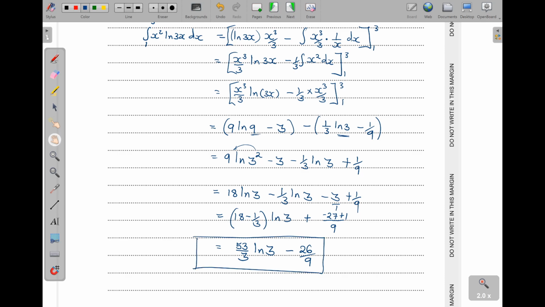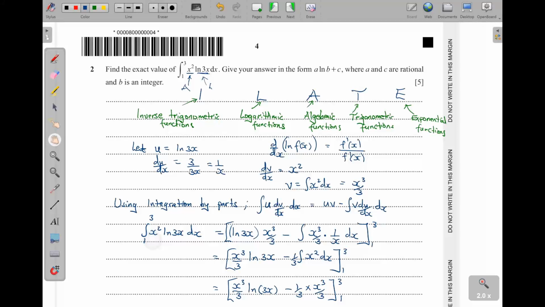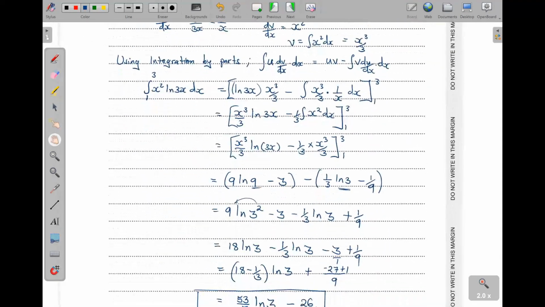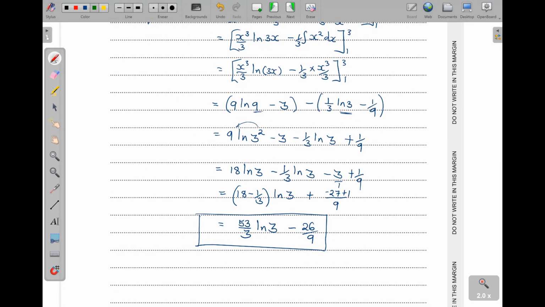And remember, they said that A and C are rational numbers. So A here, you can see it's a rational number, and also this one. And then B is an integer.